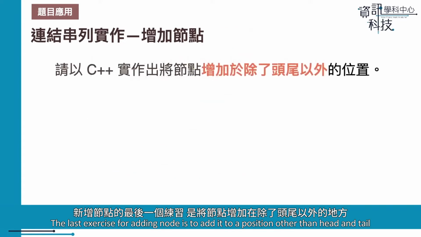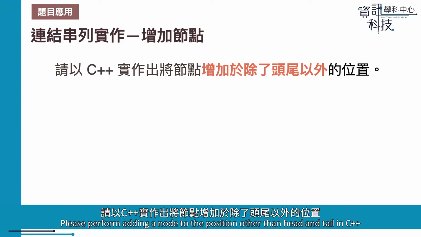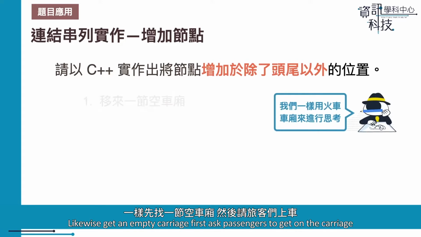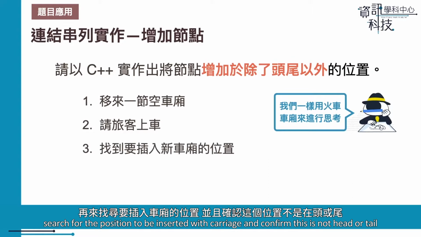The last exercise for adding a node is to add it to a position other than head and tail. Please perform adding a node to a position other than head and tail in C++. If we take the train carriage as an example, likewise, get an empty carriage first, ask passengers to get on the carriage, search for the position to be inserted with the carriage, and confirm this is not head or tail.